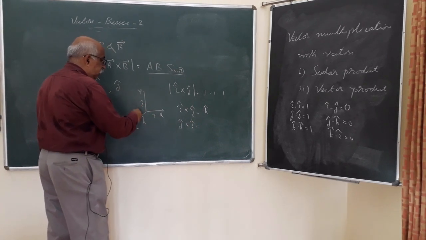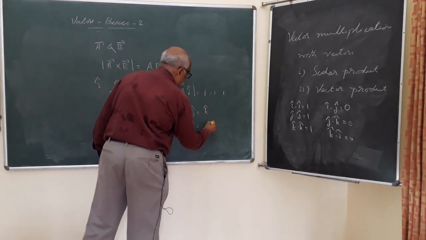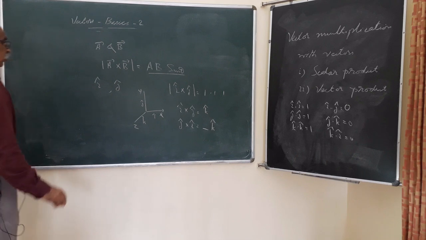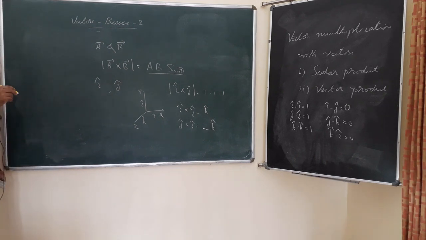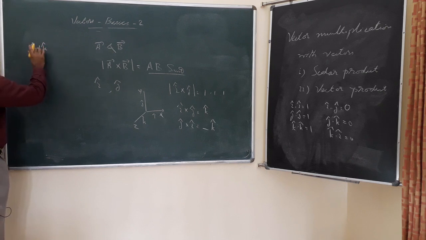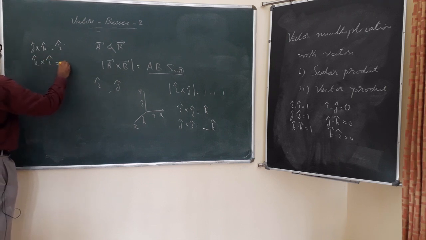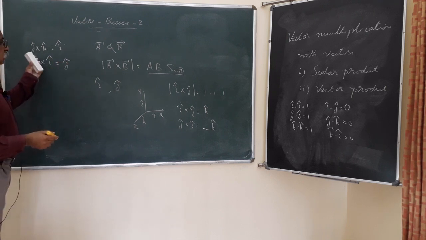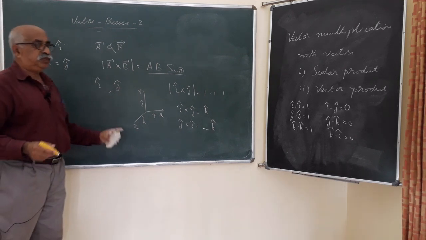J cross I will be minus K. In a similar way, we can define cross product for other unit vectors. Say J cross K is equal to I. I cross J is defined K. I cross J, J cross K, K cross I is equal to J. If the order is changed, on the right hand side there appears a minus sign.